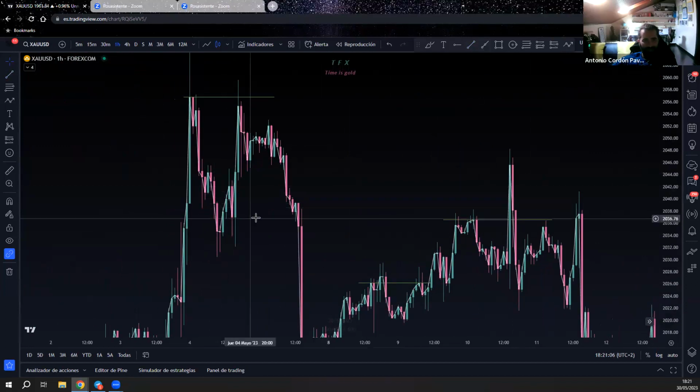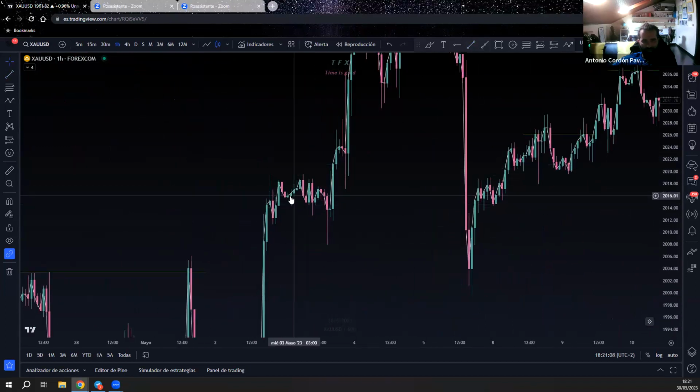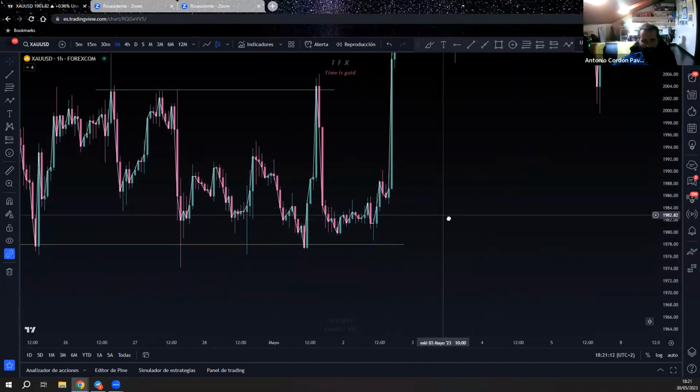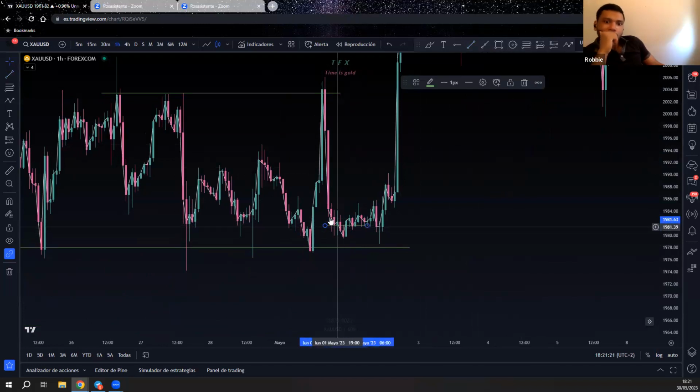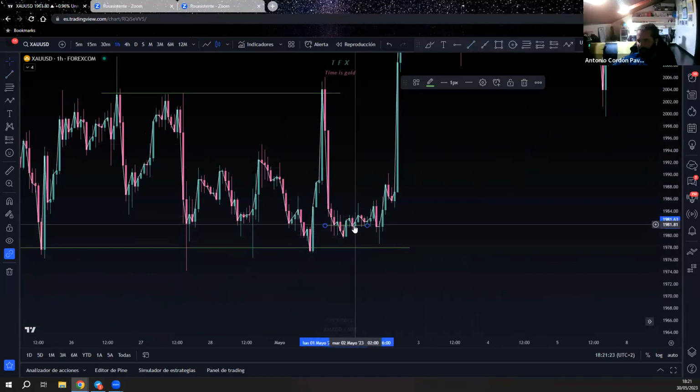This one did not tap the shoulder. The last one, maybe this small one. Yeah. We have shoulder, head, and then we bounce from the same level.